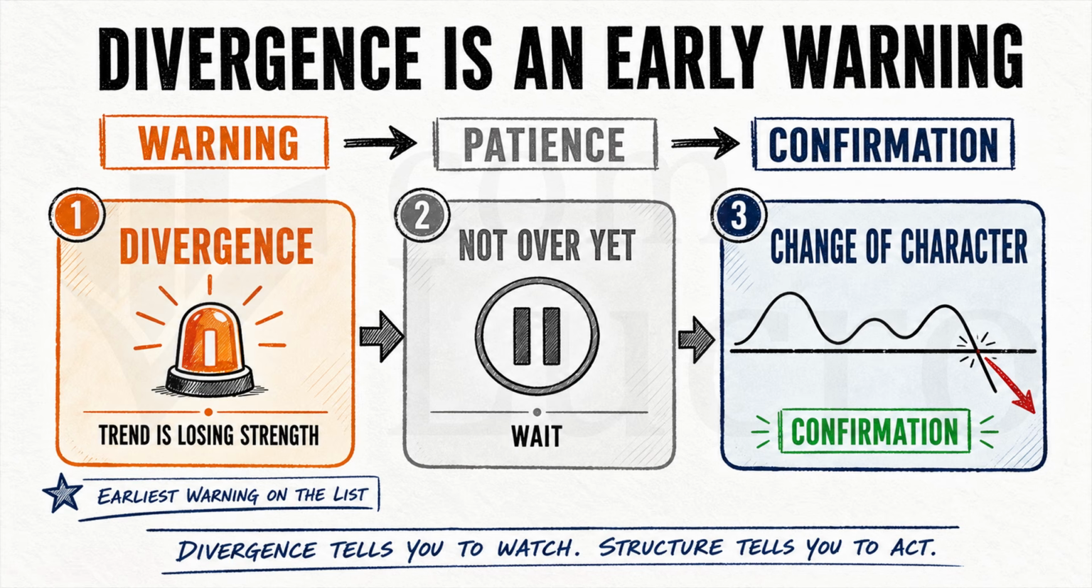Divergence is the earliest warning on this list, which is why it needs the most patience. It tells you the trend is losing strength, not that it is over. The confirmation is the change of character.